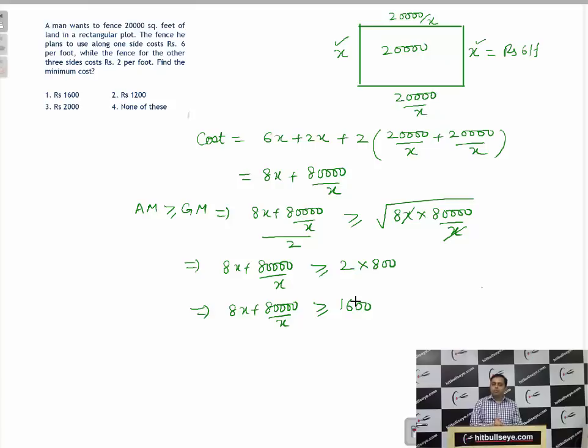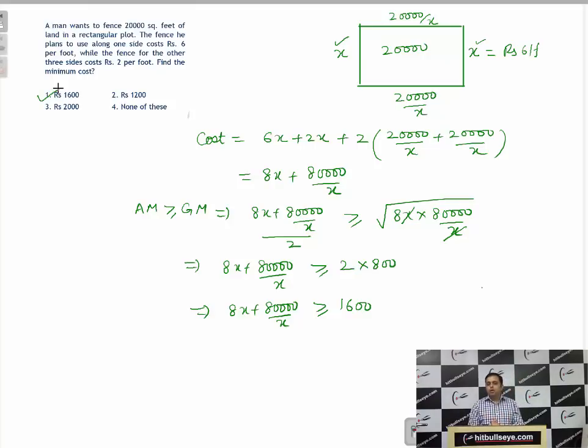and the question was asking about the minimum cost. From here we can say that the cost of fencing is either 1600 or it is more than 1600. So that means the minimum cost to fence all the 4 sides of the plot will be rupees 1600, which is the first choice. So this was our question.